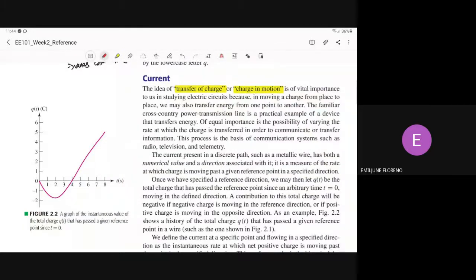Anyone? Unsa ang q? O baka pwede na akong i-discuss. Unsa ang q? Di ko kamo madungog. Madungog ko ninyo? Madungog, sir. Unsa ang q? Electric charge.